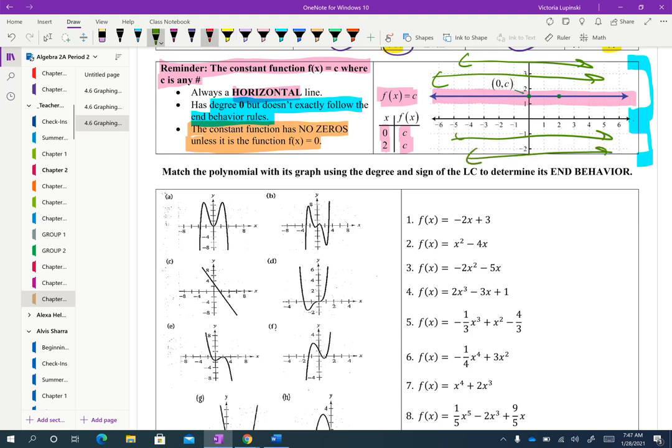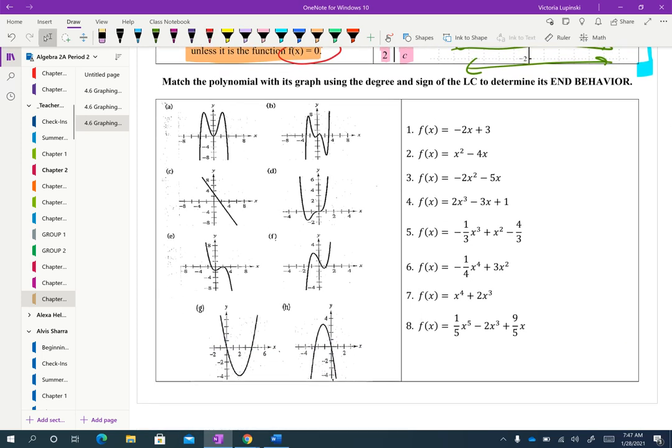The only way that you would have a zero is if you were actually on the x-axis, which again would only occur if you happen to actually be f of x equals 0. So it's important to remind yourself of that special case of the constant. If you see a function like that, it's actually the easiest one, so don't make it harder than it is. So now let's see if we can apply some of these rules.